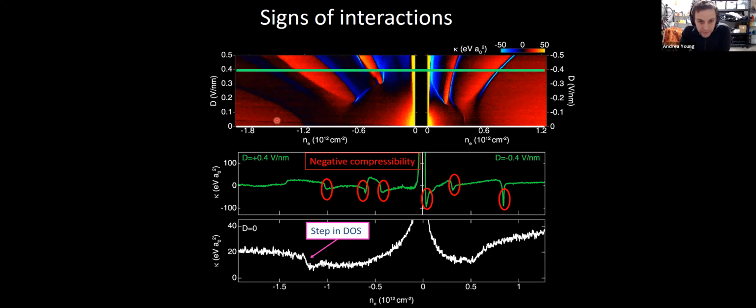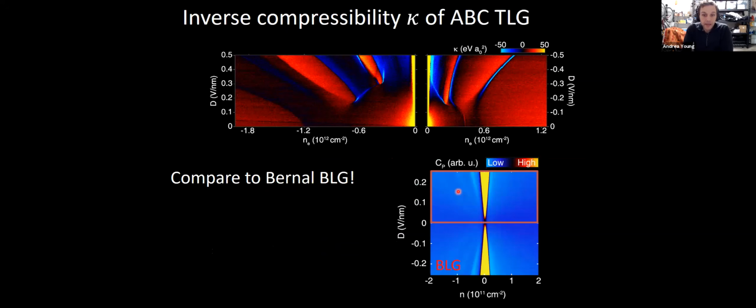So in particular, this is what they look like. If you take a line cut from this data at zero electric field applied, so this is where the band structure does not have strong band edge Van Hove singularities, you'll find a little step, which is something that we understand from the band structure, but basically the compressibility is always positive. But when you take a cut at a high displacement field, you'll find that there are many regions of negative compressibility. That's beyond the single particle picture. It is exactly what you'd expect when you have a phase transition between states that have a different electron density. And you can compare this to a similar measurement in Bernal bilayer graphene, and there's nothing like this level of structure.